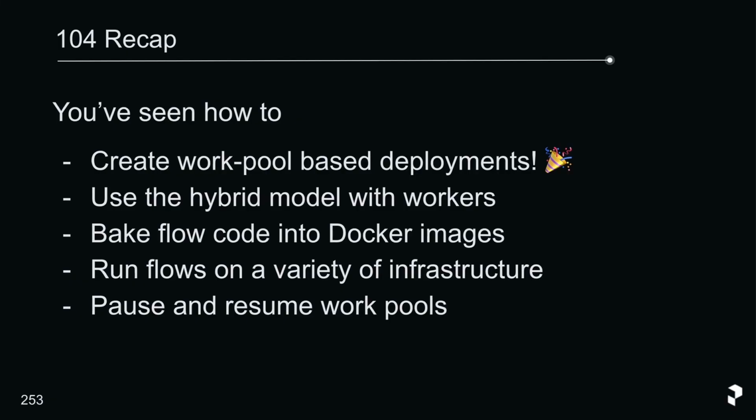All right, we have come to the end of the 104 module. You've seen how to create work pool-based deployments using the .deploy method. You learned a little bit more about the hybrid model and how you can use workers and work pools to run your workflows in different environments. You learned how to bake flow code into Docker images using the Python SDK. We covered how to run flows in a variety of infrastructure types. In the last little bit, we covered how to pause and resume work that is being sent to work pools.